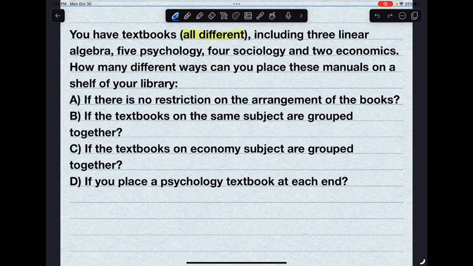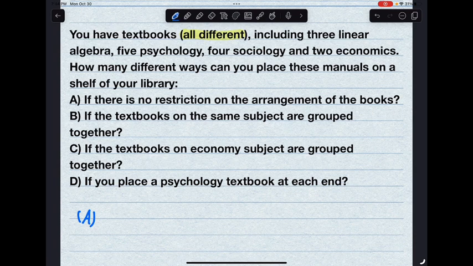Situational problems. The first part, part A, says there is no restriction for this. There's no restriction on the arrangement. That means they can be placed anywhere in this library. And all the 14 books want to be in the shelf. So that means we're not going to choose 10 out of these 14 books for the library. We're going to put all the 14 books in the library. So how many ways can we do part A?